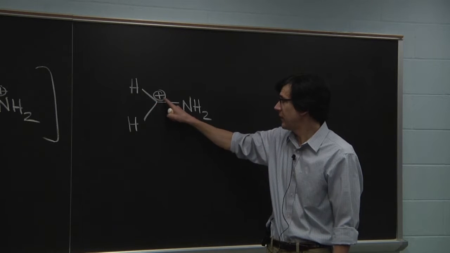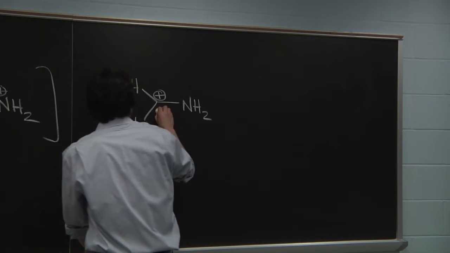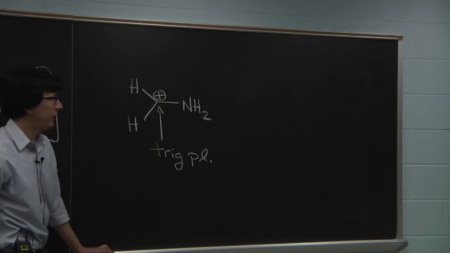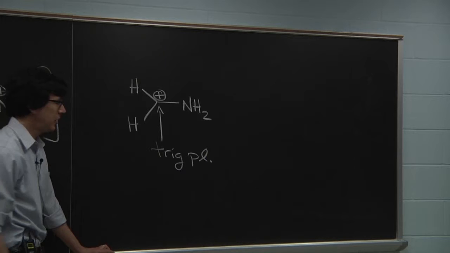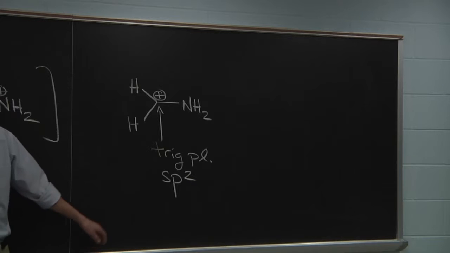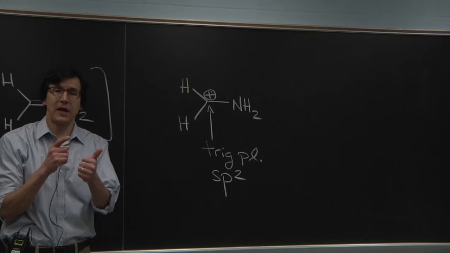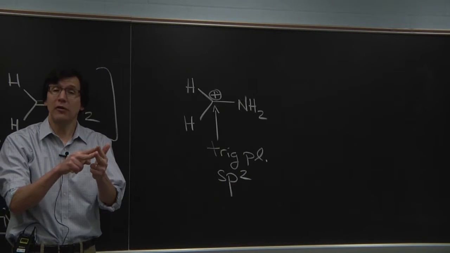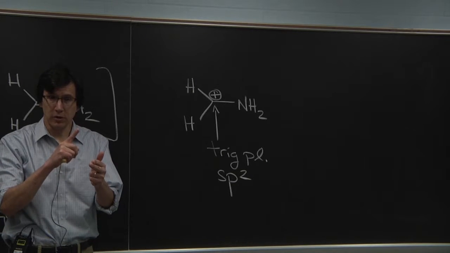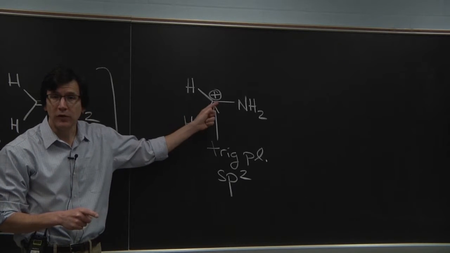This carbon has three things attached to it. So we would expect this carbon to be trigonal planar. And the hybridization that goes together with trigonal planar is sp2. The next question is, remember when we did sp2 hybridization, we mixed together the carbon 2s and 2 out of the 3 carbon 2p orbitals. There was one 2p orbital left over. What is it? And how is it oriented with respect to this picture?